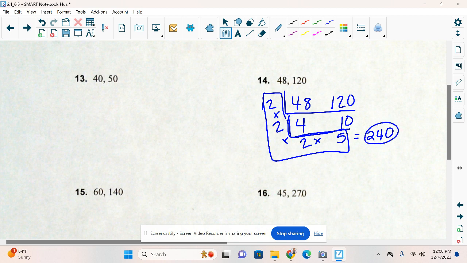What would my GCF be here? I mean, it would be 24, because you have 12 times 2, which is 24. This was 12.